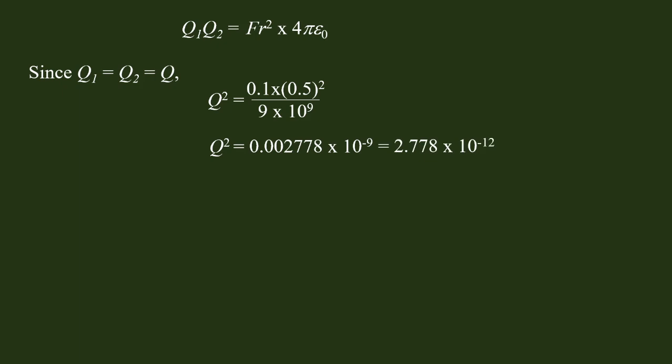Converting the power, q square is 2.778 into 10 to the power minus 12. Now taking the square root, q is equal to 1.67 into 10 to the power minus 6 coulomb. The charges can be plus or minus: either plus 1.67 micro coulomb or minus 1.67 micro coulomb.